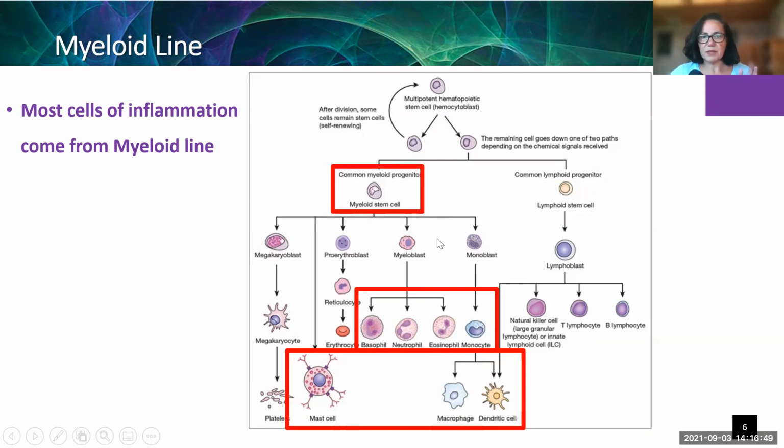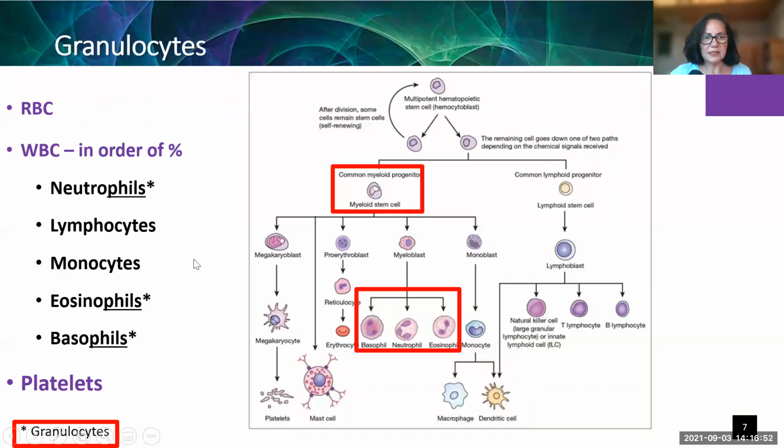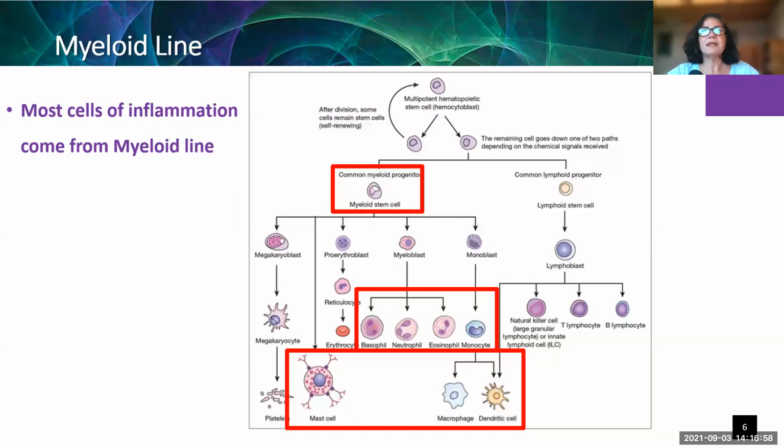Now, I said that most of them came from the myeloid line because, oh, wait, I'm sorry. There is a little bit of terminology I need to introduce, because the authors of our textbook use a term. It's fairly old-fashioned, but they use it a lot, and I don't want you to be confused by it. So going back to these white blood cells, the basophils, neutrophils, eosinophils, and monocytes, notice that 3 of the names end in "phil," which means love.